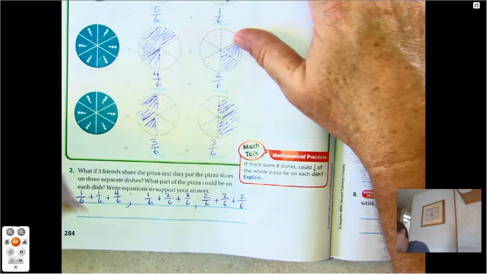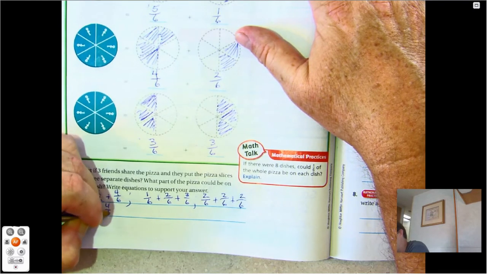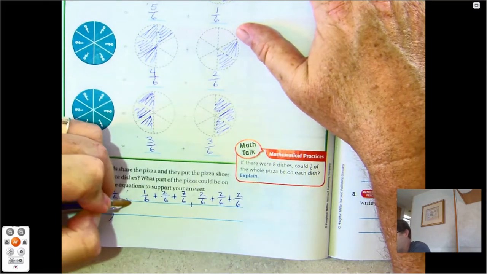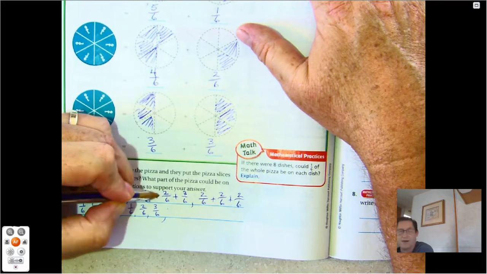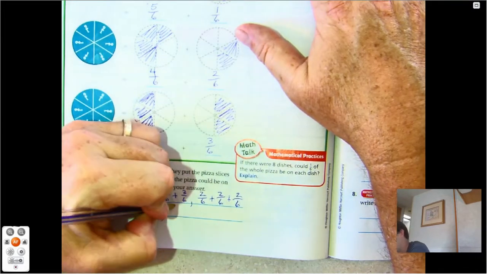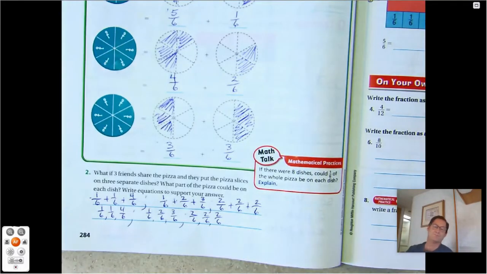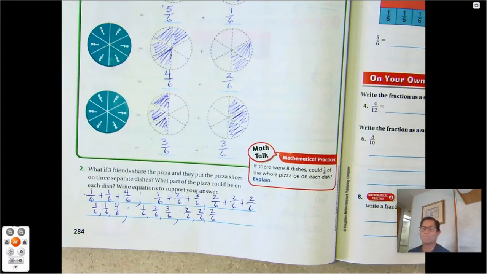So the possibilities are 1/6, 1/6, 4/6. And we showed that with this addition equation. We could have 1/6, 2/6, 3/6. And that's shown by 1/6 + 2/6 + 3/6. Or we could have 2/6, 2/6, 2/6. Right. So those are the 3 different ways that I think we can add or split the pizza on 3 different plates.